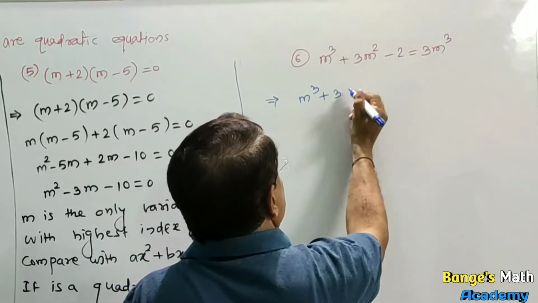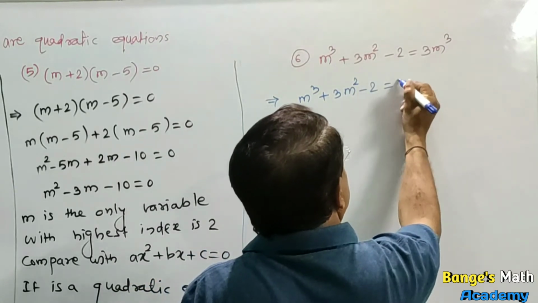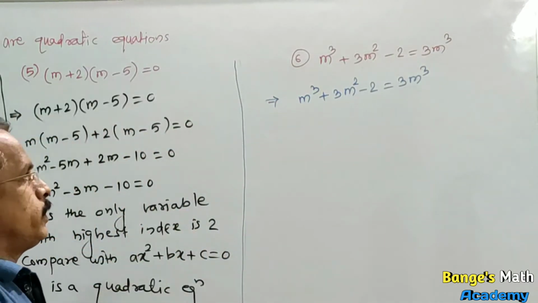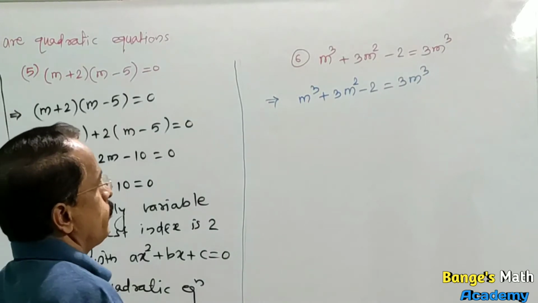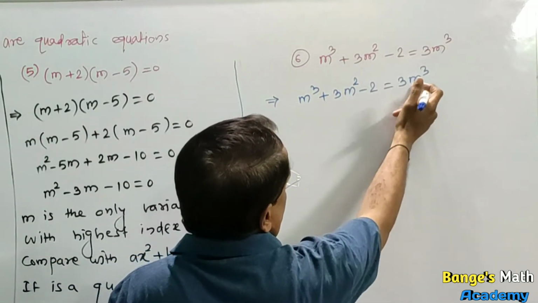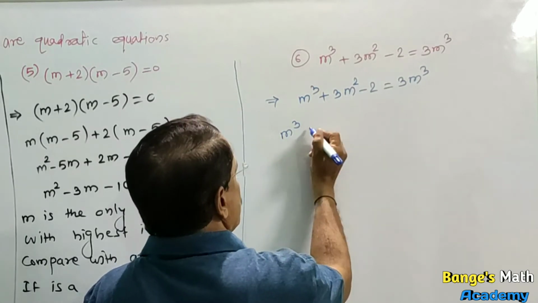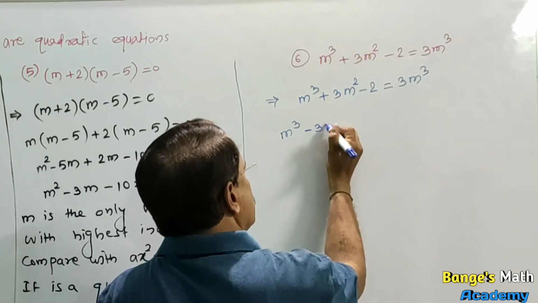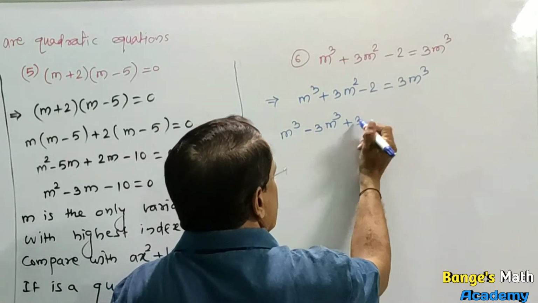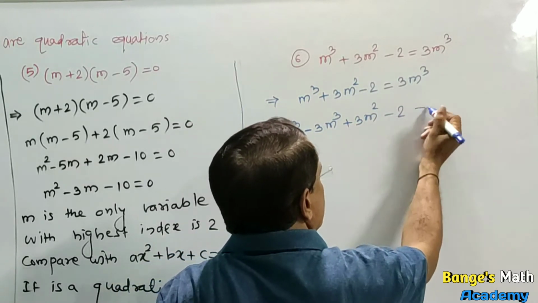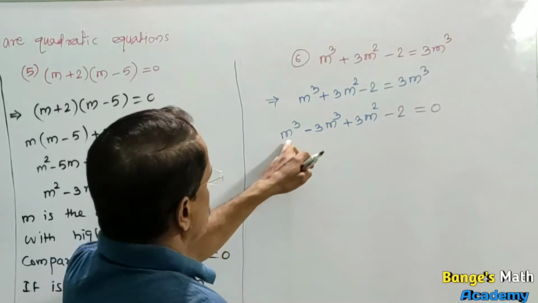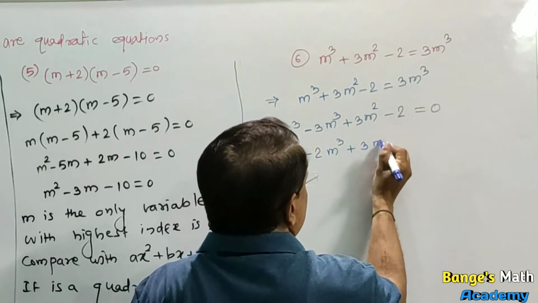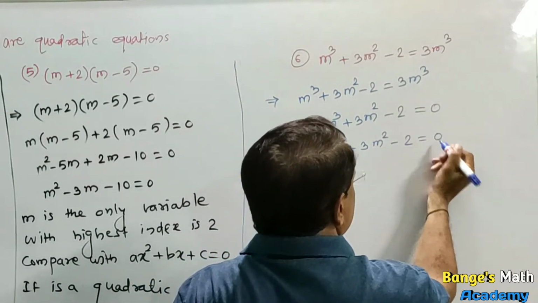M cube plus 3m square minus 2 is equal to 3m cube. We have to decide whether it is a quadratic equation or not. So write down the given example as it is and transfer 3m cube to LHS. 3m cube transferred to LHS becomes minus 3m cube: m cube minus 3m cube plus 3m square minus 2 is equal to 0. Simplify this: minus 2m cube plus 3m square minus 2 is equal to 0.